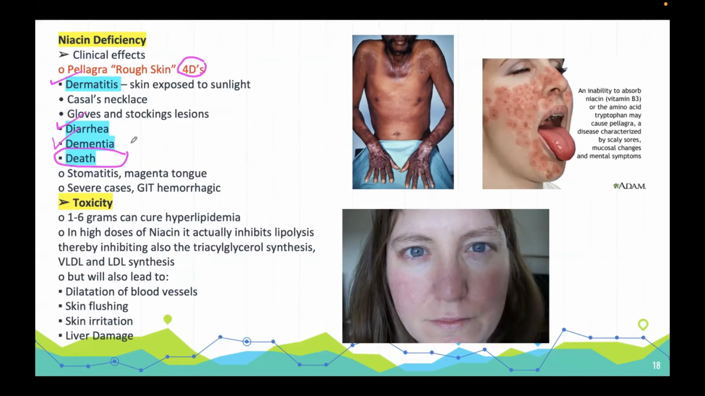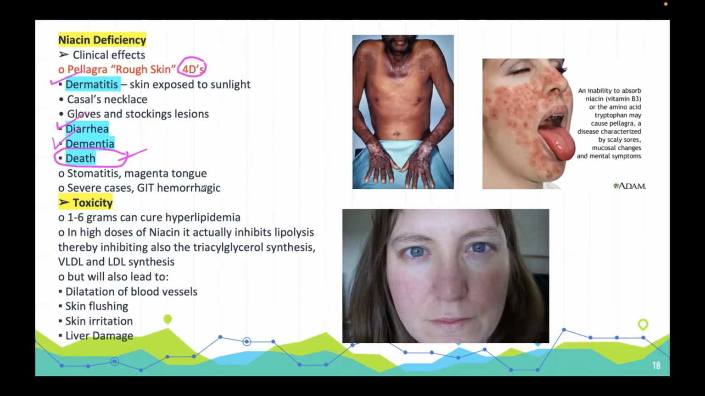It is 4D, and its clinical effects includes dermatitis. It is where your skin is exposed to sunlight. We have your diarrhea, dementia, and it can lead to death. Okay, meron pang mga iba't ibang clinical manifestations such as stomatitis, 'di ba, yung magenta tongue, okay, pansin? And in severe cases, pwede po maka-experience si patient ng GIT hemorrhage.